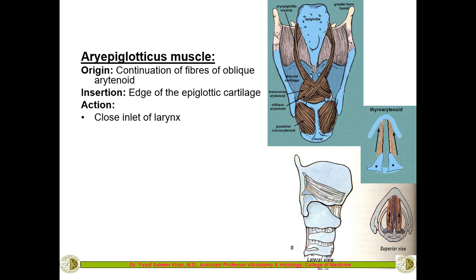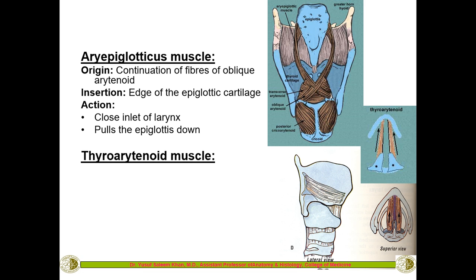Action, like all other muscles, this also closes the inlet of the larynx, especially the epiglottis, which will fold on the inlet itself. So when this muscle contracts, it will pull the epiglottis downwards and close the inlet of the larynx.